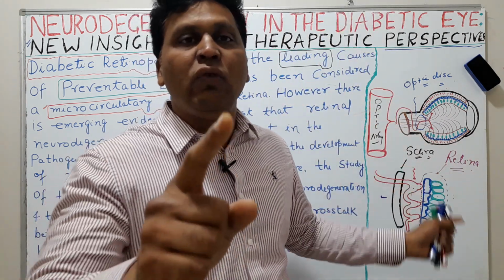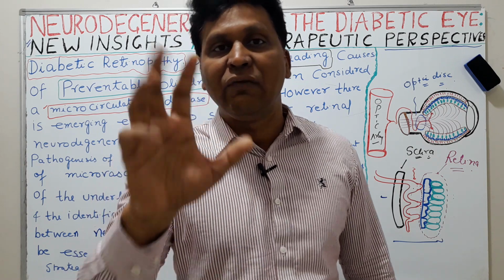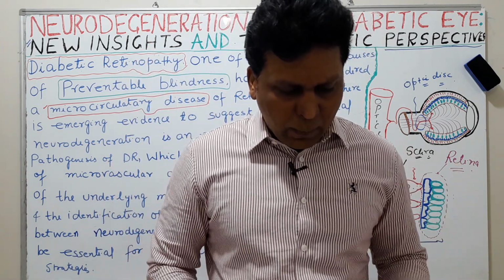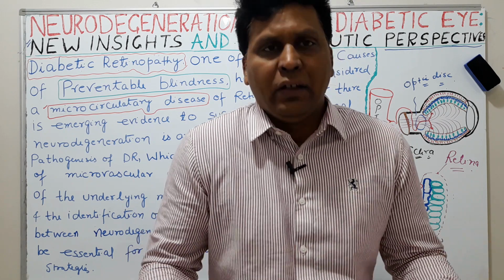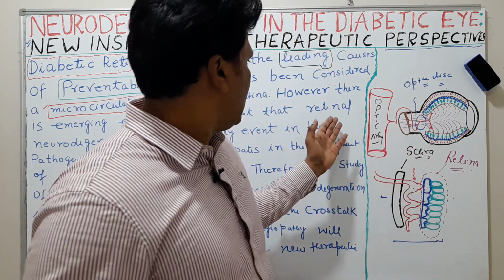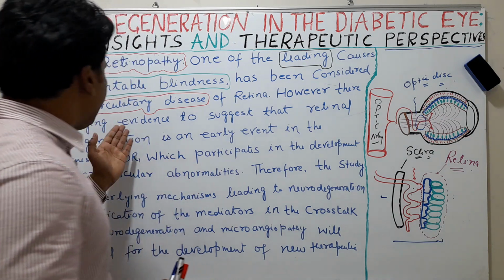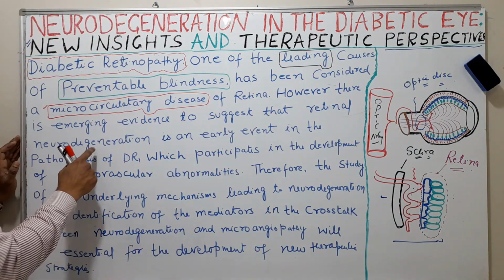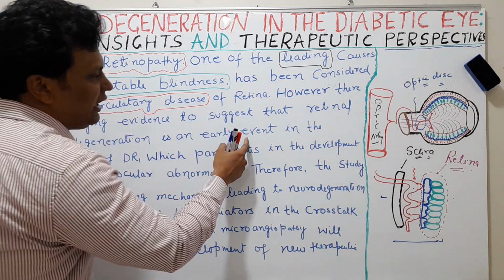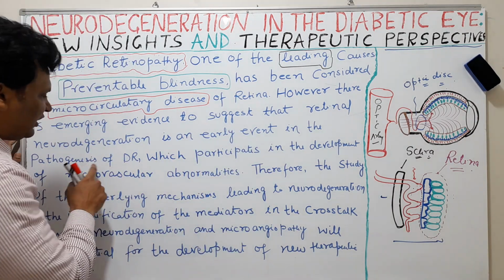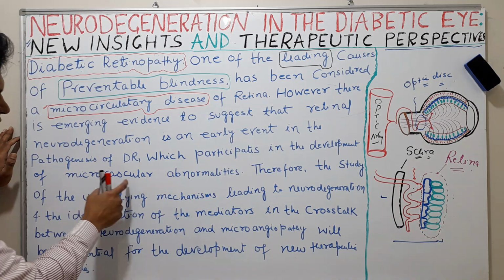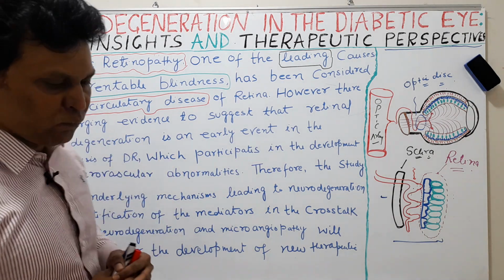So this is a blood vascular issue. This is a blood vascular problem. But as research evolved, there is emerging evidence to suggest that retinal neurodegeneration is an early event in the pathogenesis of diabetic retinopathy, which participates in the development of microvascular abnormalities.